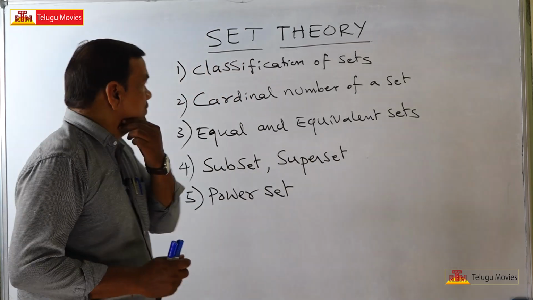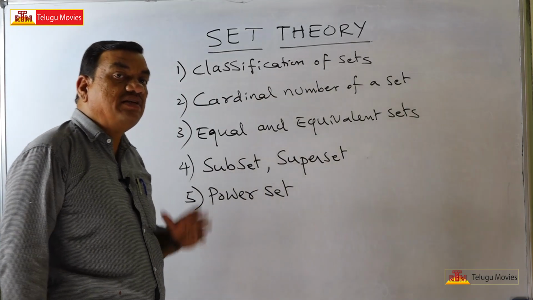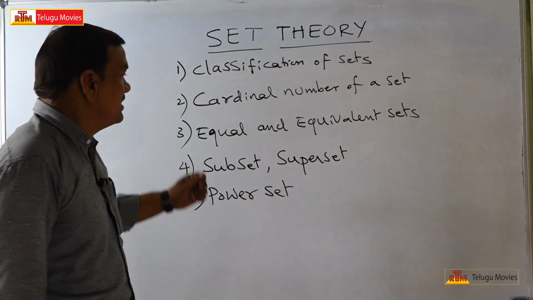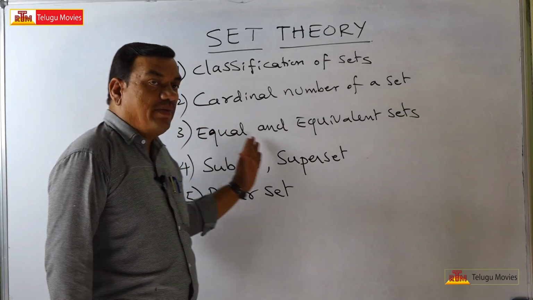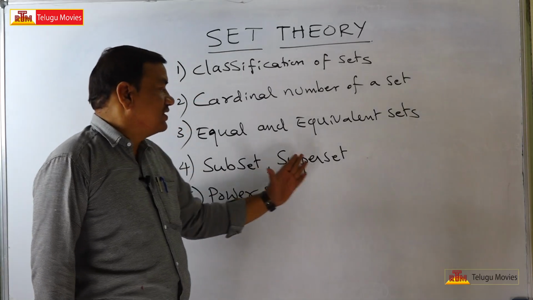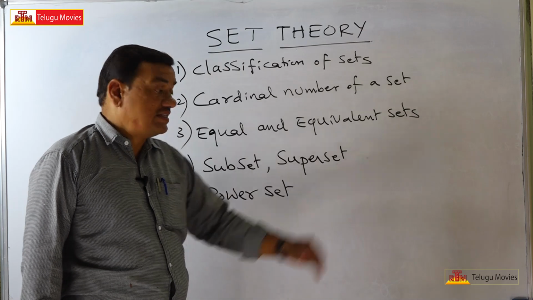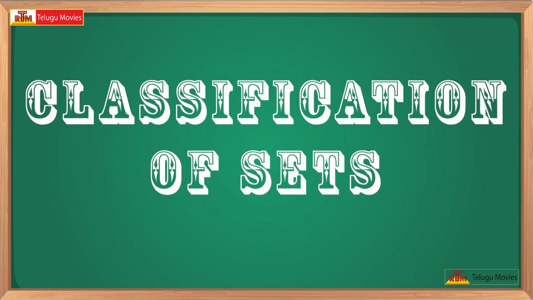Now in this class, we are going to see the classification of sets, that means types of sets. How many types of sets are there? What is meant by the cardinal number of a set? What is meant by equal and equivalent sets? And what is meant by subset, superset and power set? All those things we are going to discuss.